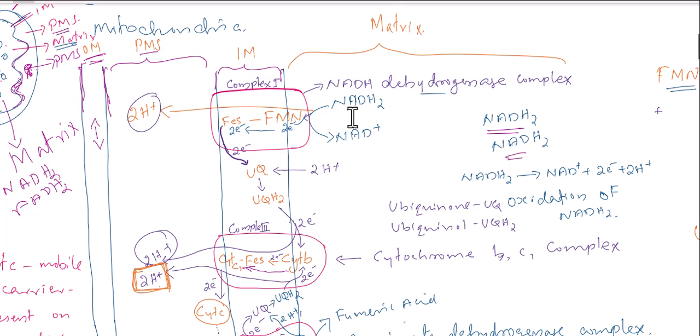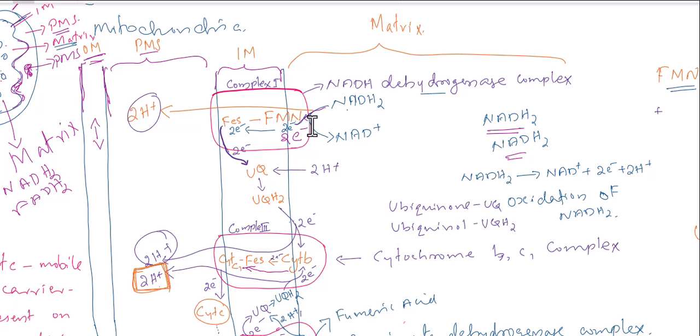So this NADH2 molecule undergoes oxidation. That means electrons are removed from this molecule. Two electrons are removed from it, and that electron is taken away by this complex 1. Otherwise we can say complex 1 oxidizes the NADH2 and removes the electrons.